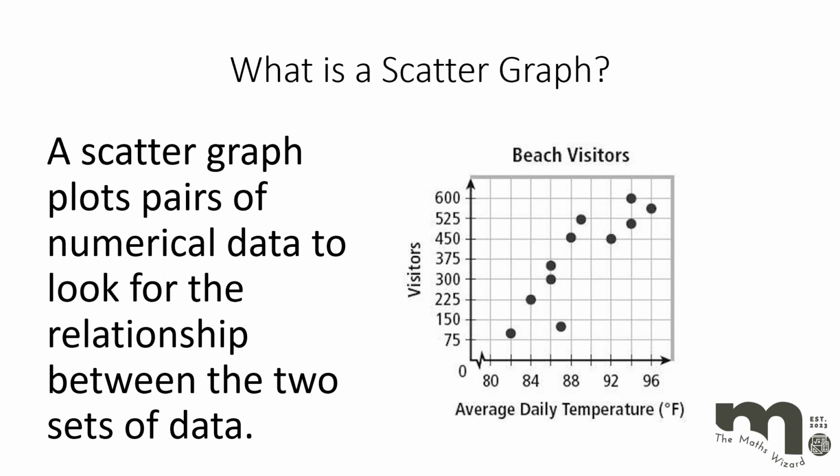Okay, so let's have a look at this example of a scatter graph then. A scatter graph is essentially there to show whether there's a relationship between two sets of numerical data. So on this example here, we can see that when the temperature's warmer, we get more visitors to the beach.